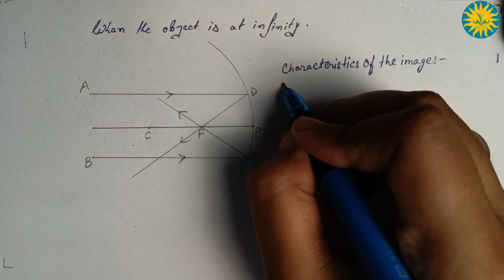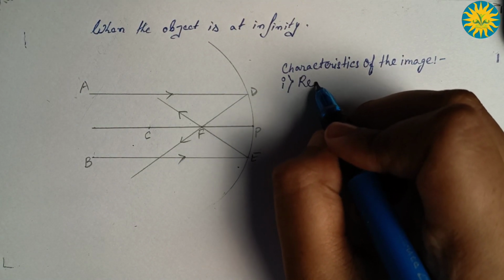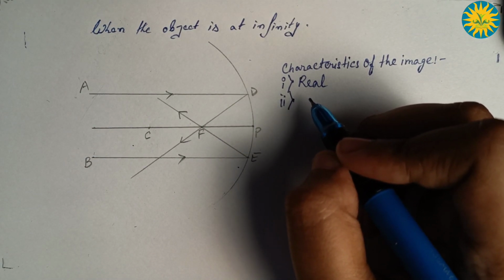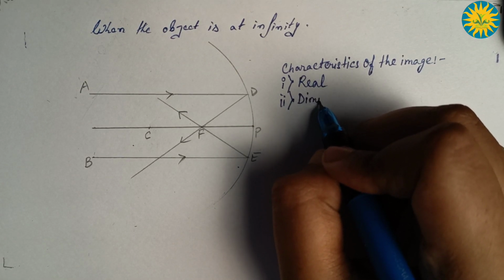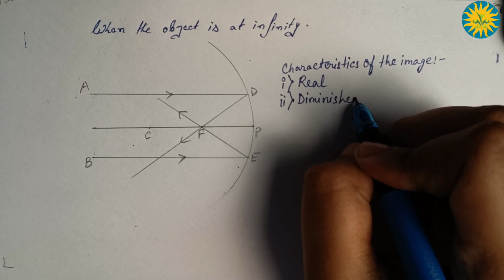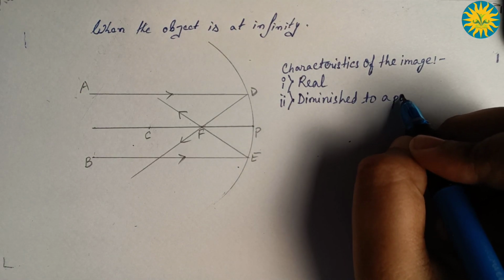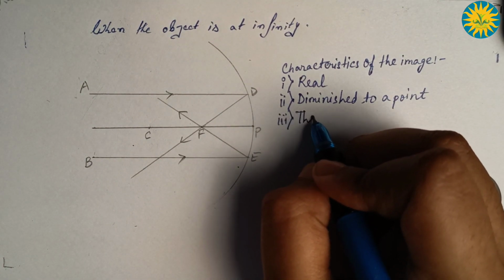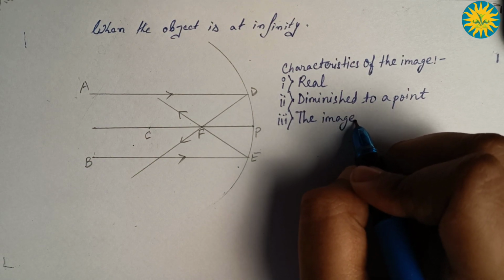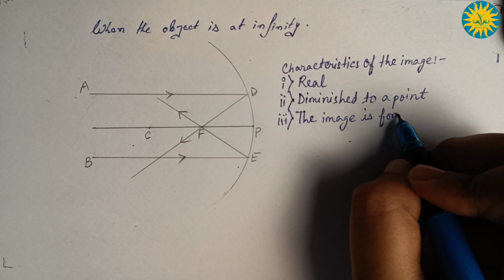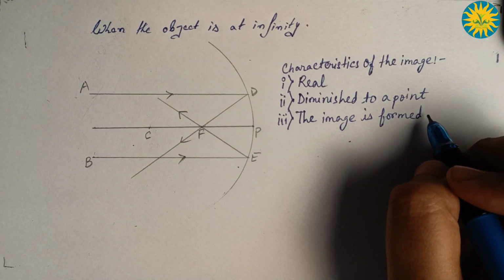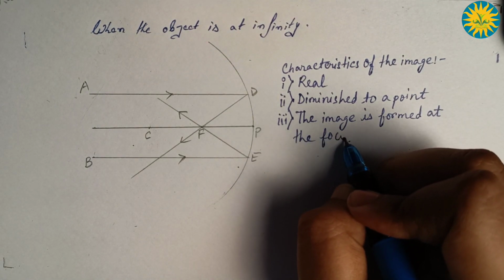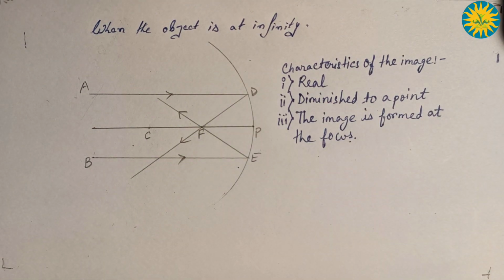Number 1, it's a real image. Why real? Since the object and image are on the same side. Number 2, the image is diminished to a point. The image has formed just like a point, so it's diminished. Number 3, the image is formed at the focus. So this is all about the characteristics of the image.